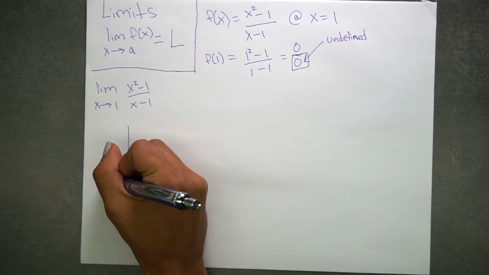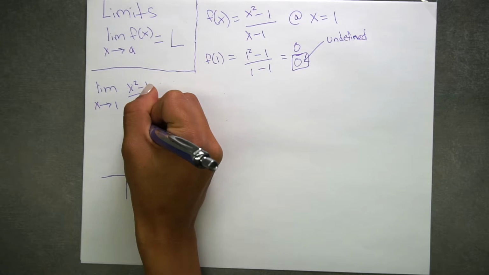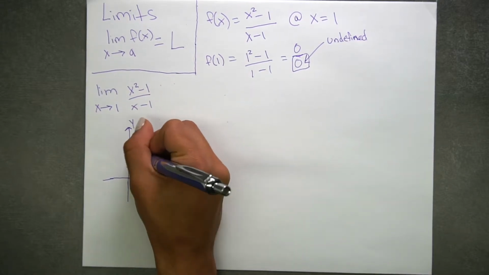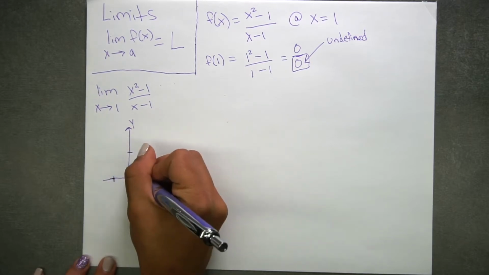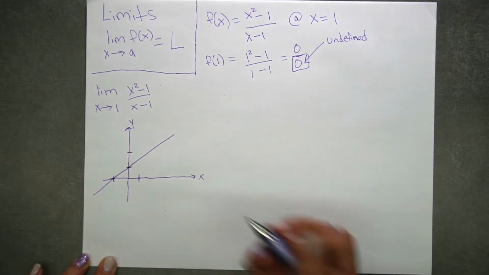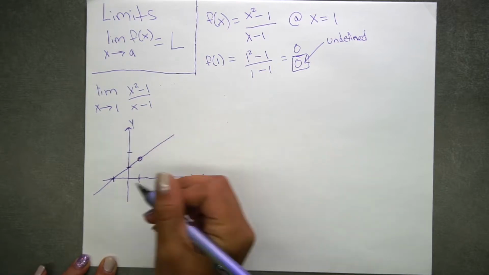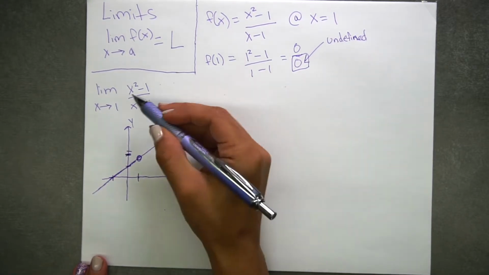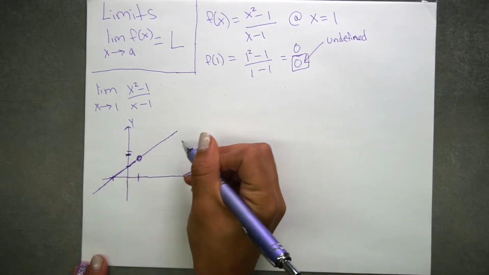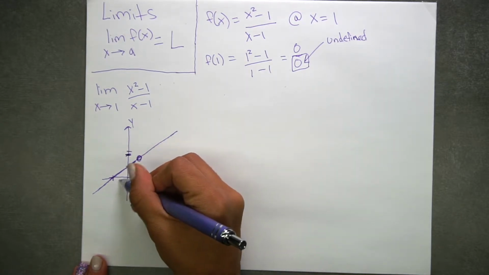So the graph of this function looks something like this. And at x equals 1, it's undefined, so there's a hole here. So taking the limit of this function, we pretty much just see what value of y it's approaching from the left side.